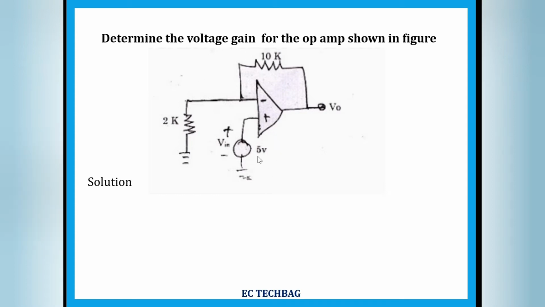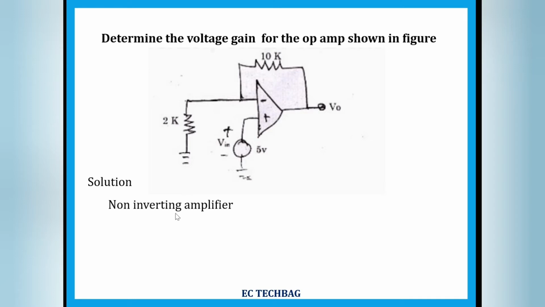In this circuit, input is applied at the non-inverting terminal and the inverting terminal is grounded. So this operational amplifier circuit is a non-inverting amplifier. And here the feedback resistor is 10 kilo ohm and the resistor which is connected to the inverting terminal is 2 kilo ohm and our input is 5 volt.